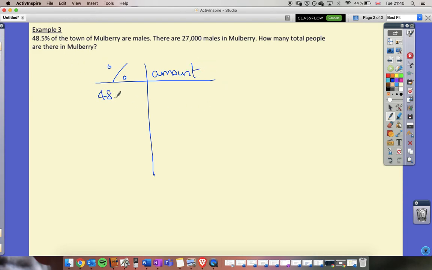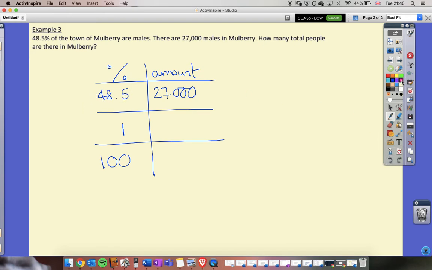48.5% of the town are males, and that is equal to 27,000 males. We want to find all of the people. We want to find 100%. Now, there's not a simple way of multiplying up to 100. So, one number we can always get to is 1. Because to get to 1, we just divide this by itself.